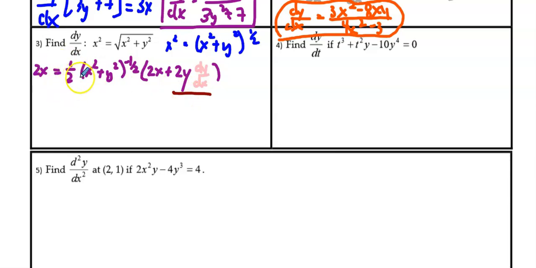So what we can do here is simplify a little bit more. I'm going to multiply by 2, and so I'm going to get the 4x. And then notice that this would be in the bottom, right? This would be in the bottom, so I'm going to put it to the top. So this is going to be x squared plus y squared to the 1/2 power.